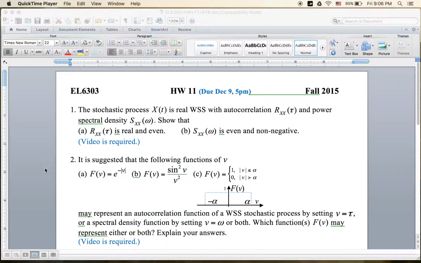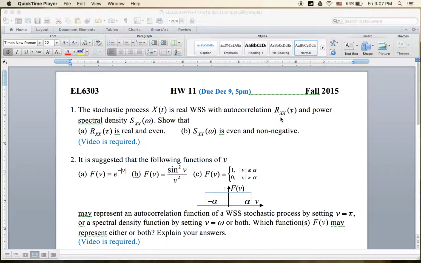In this video, I will be explaining question number 1 of homework 11. So let's first look at question number 1. Question number 1 is that we are given x(t), a real wide sense stationary process, with autocorrelation r(tau) and power spectral density S_x(omega).